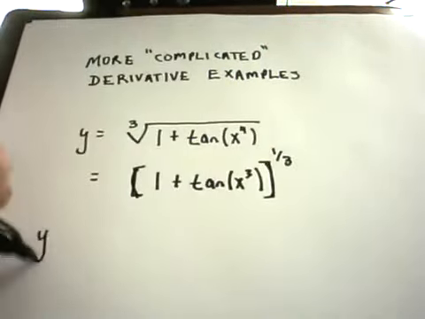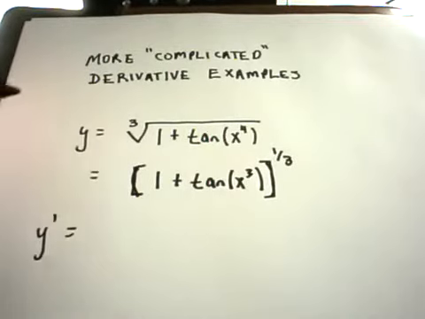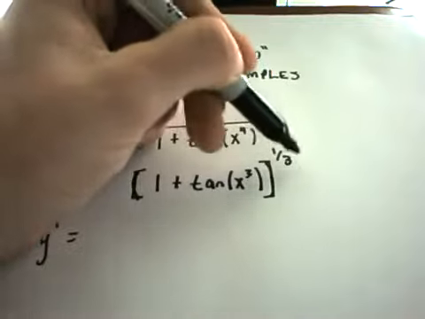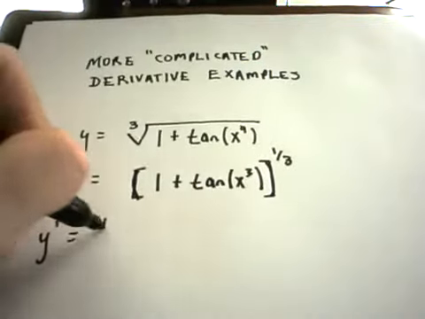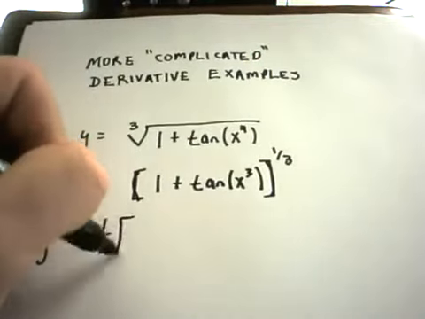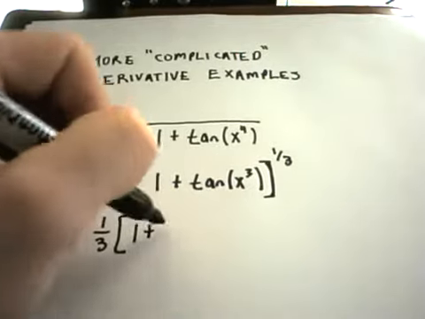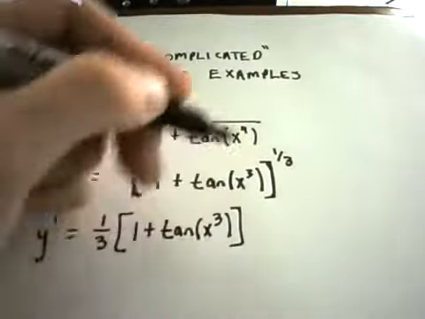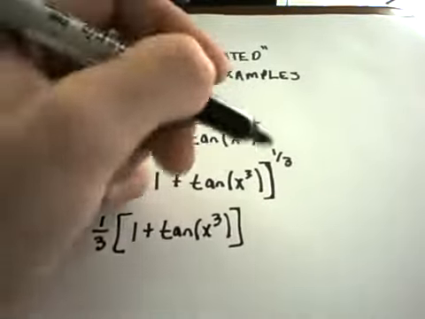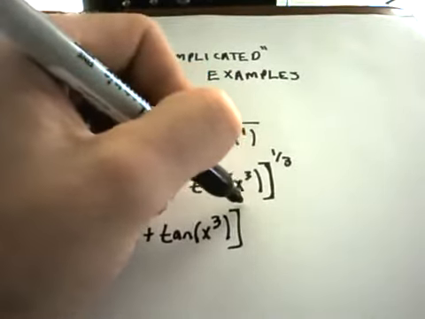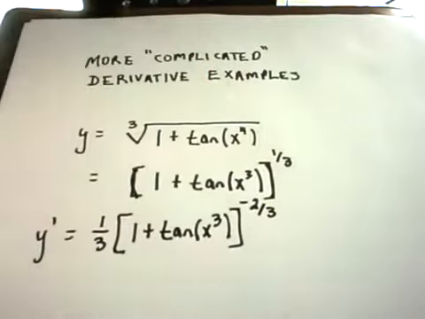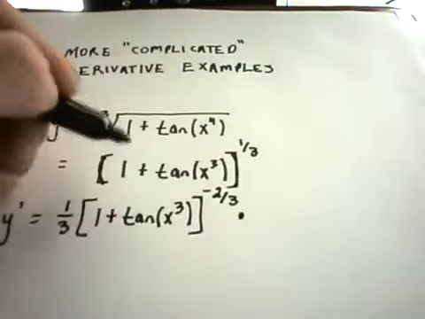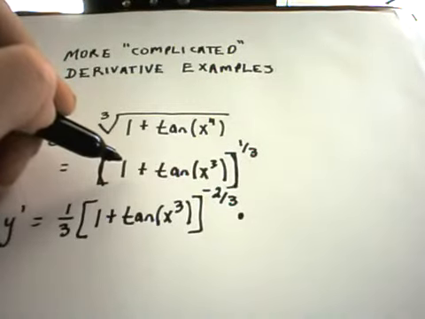Alright, so when I look at this problem, I think, well, there's a few things I'm going to have to do to take the derivative. Again, I'm going to have to use the chain rule, starting with the outside. So I'll have 1/3, you leave the inside part alone, 1 plus tangent of x cubed, and we have to take 1 away from the exponent, so we're subtracting 3 over 3, which will give us negative 2/3 as our new power. Then we have to multiply by the derivative of the inside.